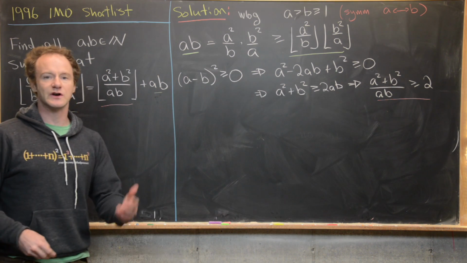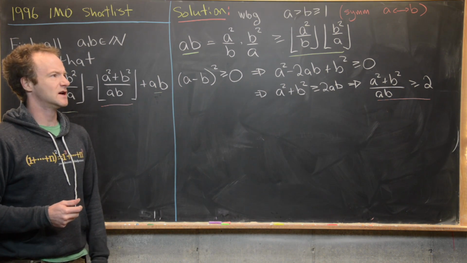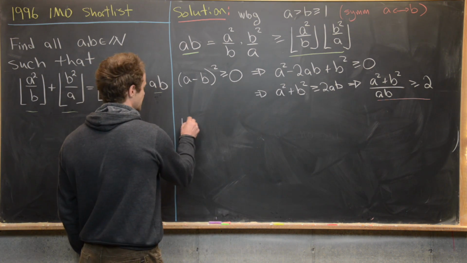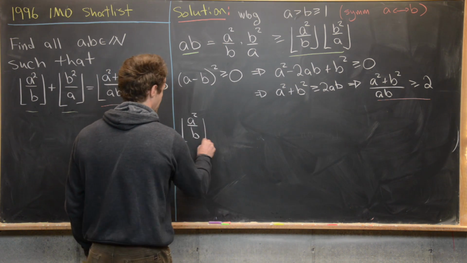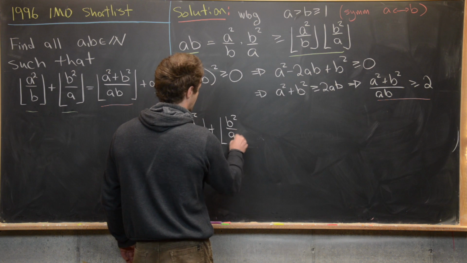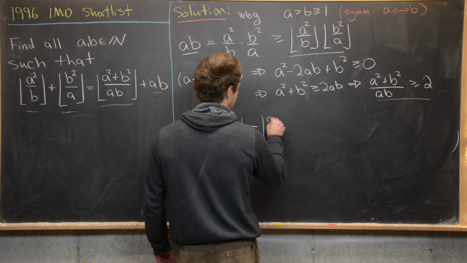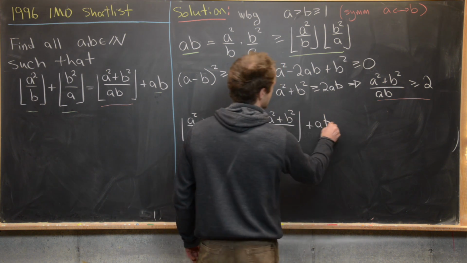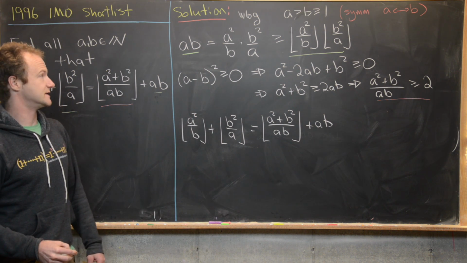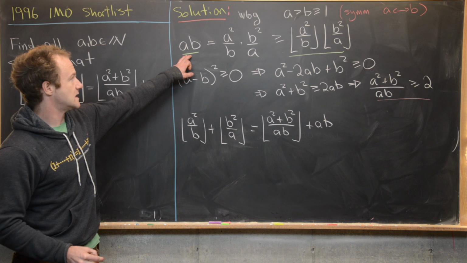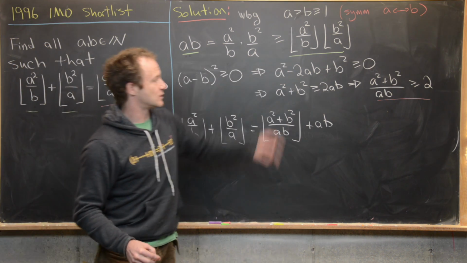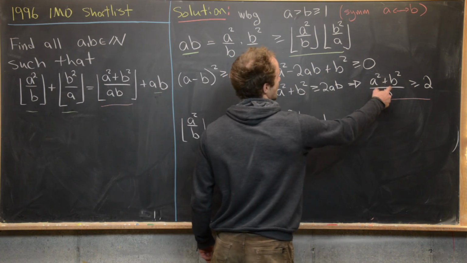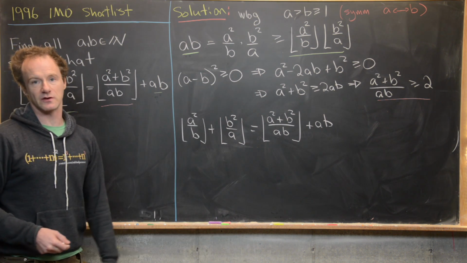Now we want to try to glue those together to maybe something that is a bit more helpful for our goal. So let's maybe go ahead and start with the goal equation. So that's going to be floor of a squared over b plus floor of b squared over a equals floor of (a squared plus b squared) over ab, and then plus ab. Now we can apply the inequalities. So notice that we know that ab is going to be bigger than or equal to this object. Okay, so that's cool. And we also know that (a squared plus b squared) over ab is going to be bigger than or equal to 2.